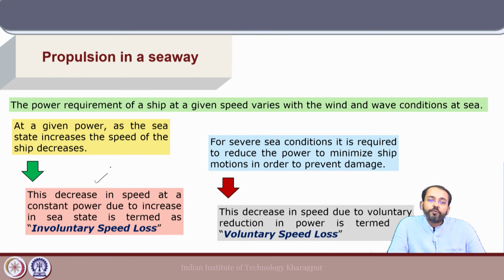So, the propulsion performance of a ship at sea typically includes these two types of speed loss in waves. One, the involuntary speed loss, which is at a constant power due to the motions of the ship in waves, and the second one is the voluntary speed loss due to the reduction in power at severe sea conditions, which is done voluntarily.